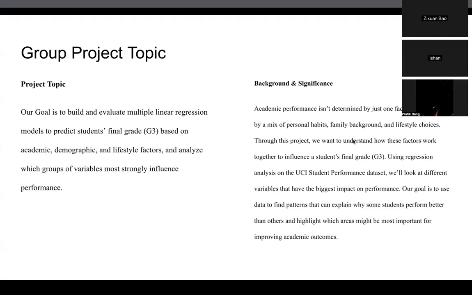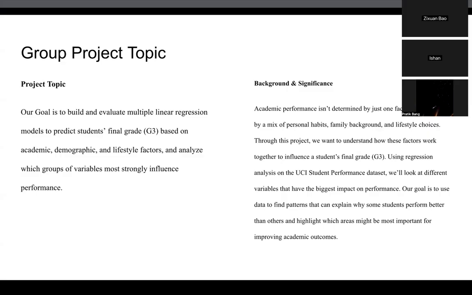And we chose our group topic as investigating the factors that influence students' final grades. Our goal is to build and evaluate multiple linear regression models to predict the final grades based on academic, demographic, and lifestyle factors, and also analyze which groups of factors most strongly influence performance.